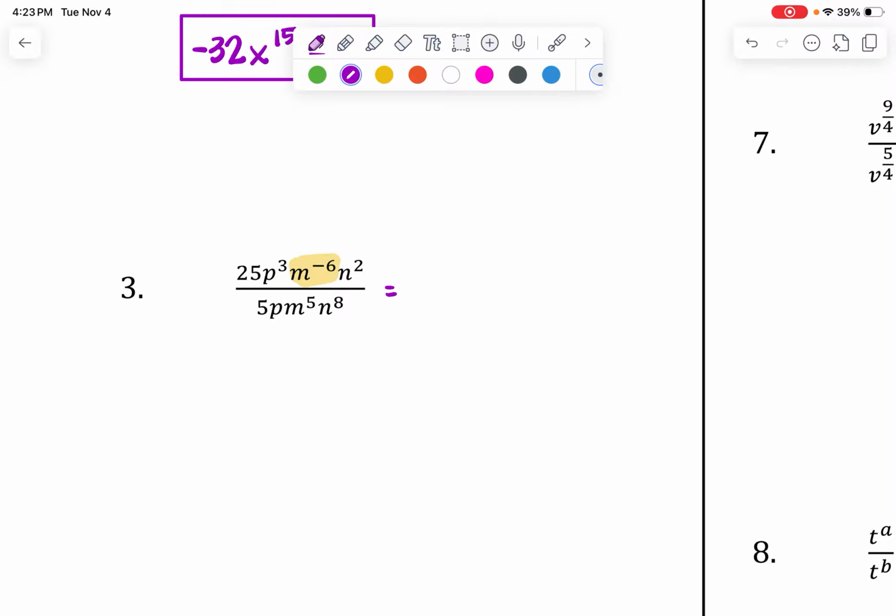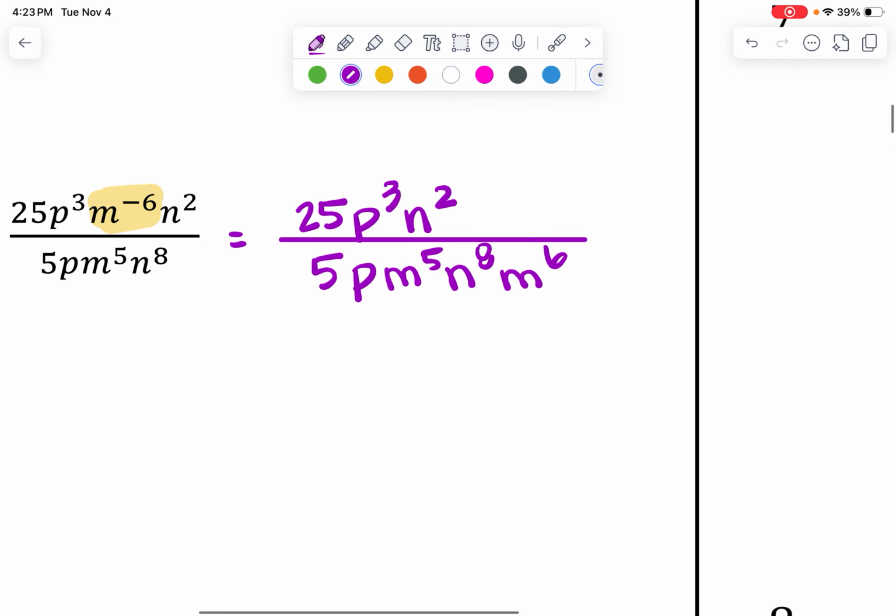So the very first thing I'm going to do is rewrite this entire problem, p cubed n squared over 5p m to the 5th n to the 8th. And I'm going to move those 6 m's to the denominator where they are now positive and happy because they're on the other side. That's what negative exponents mean. Okay, so now that I've fixed my negative exponents and everybody's positive and where they want to be, I'm actually going to do the division.